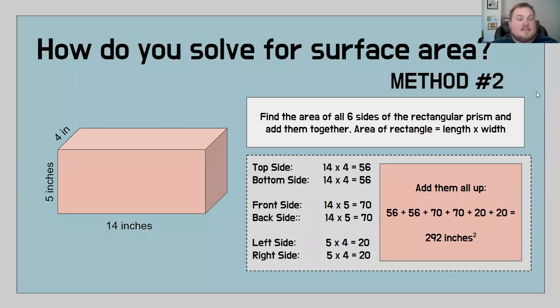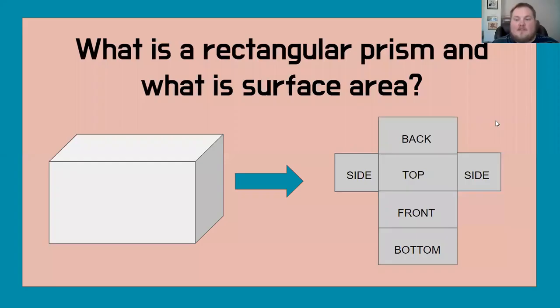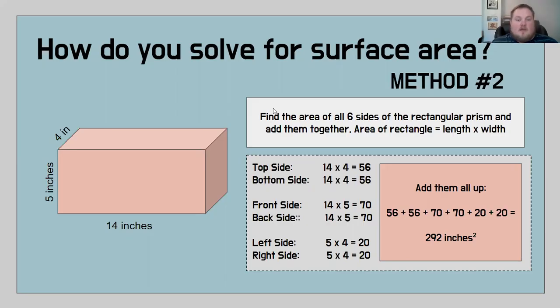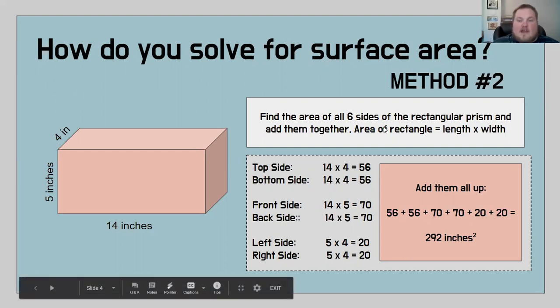The second method is to find the area of each side. So going back to the original slide, I would find the area of this shape, then this shape, then this shape, then this shape, and then the two sides. So I'd find the area of the back, the top, the front, the bottom, and the two sides. Just remember that the area of a rectangle is length times width.